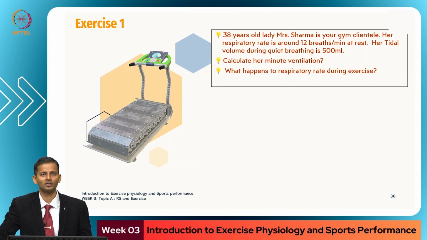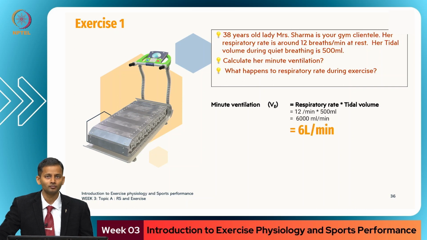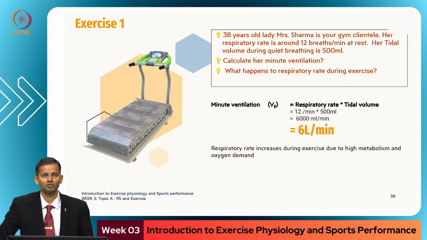Let's see what the minute ventilation is. Minute ventilation is respiratory rate into tidal volume, right? So here it is 12 per minute into the tidal volume, about 500 ml at rest. So it gives about 6 liters in this individual.